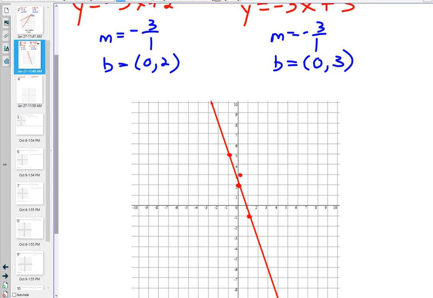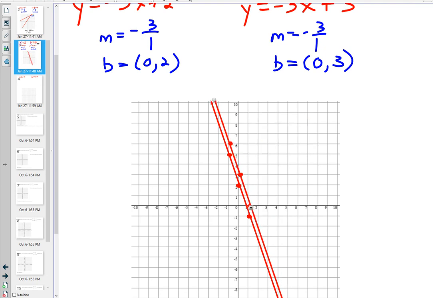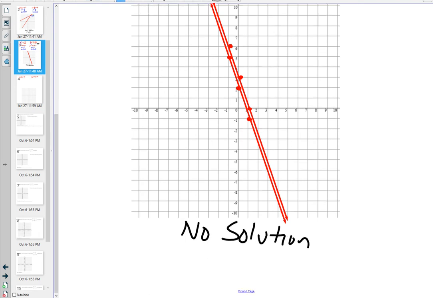Okay, so the other one is at 0, 3, and then also up 3, left 1, or down 3, right 1. This system has no intersection and therefore has no solution. If you want a shortcut for no solution, that's the symbol for no solution. It's called the empty set.